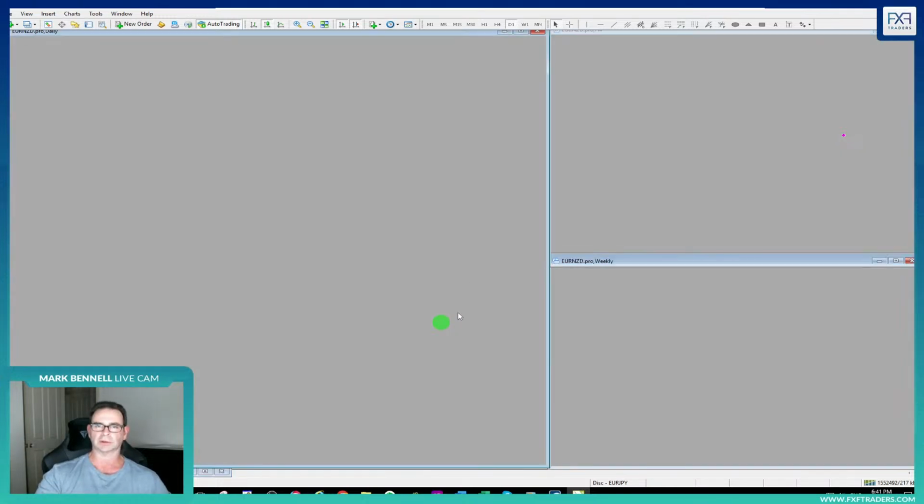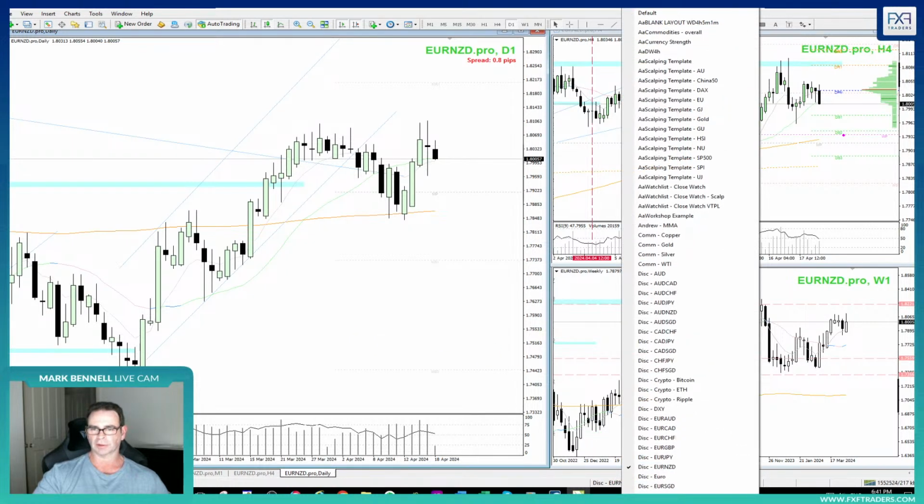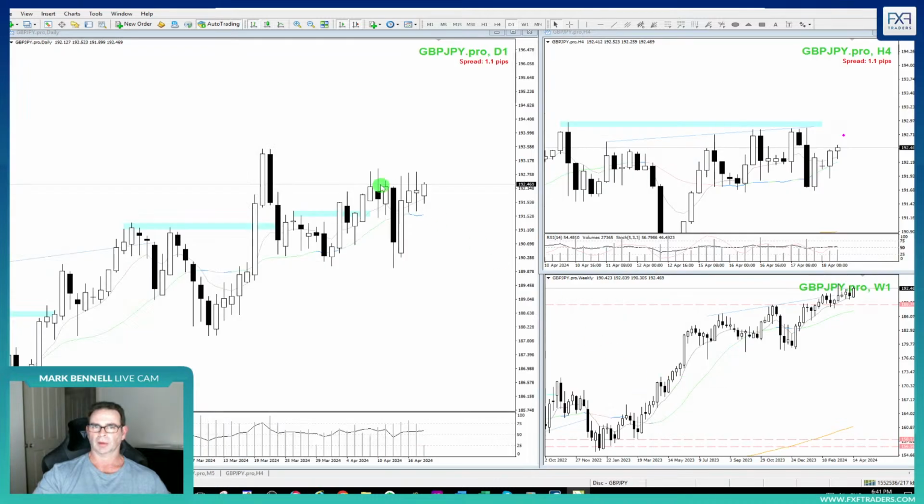Euro New Zealand, excuse me. Test of the high. So this is our breakout pullback again. So I want to see this push through. Give us a move through here. Pound New Zealand. All right, so just testing this level again.